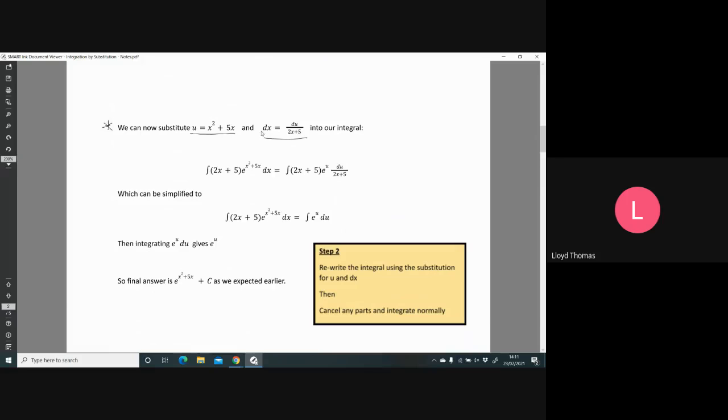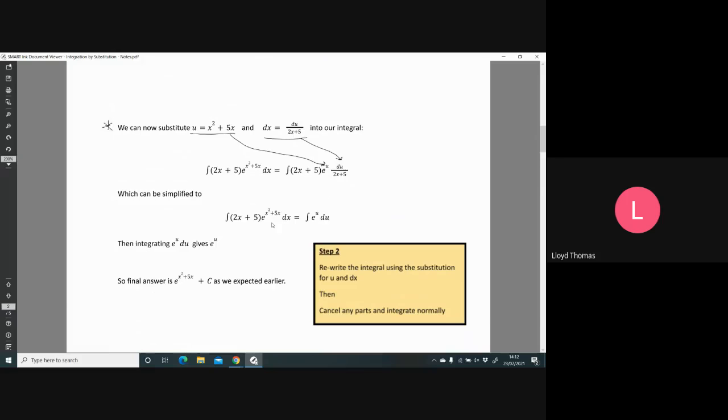So remember in this previous part, I rearranged my differentiation to get dx on its own. So instead of dx, I'm going to replace that with du over 2x plus 5. So essentially that is substituted to give me that, and that is substituted there in the power. So it wants me to simplify all of this now.